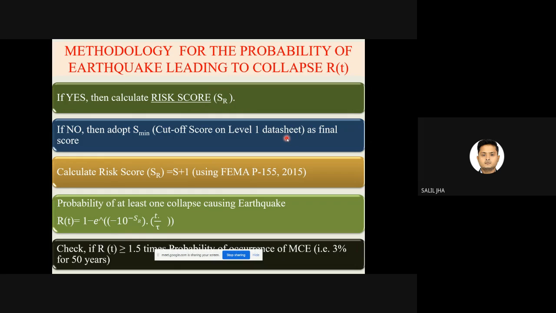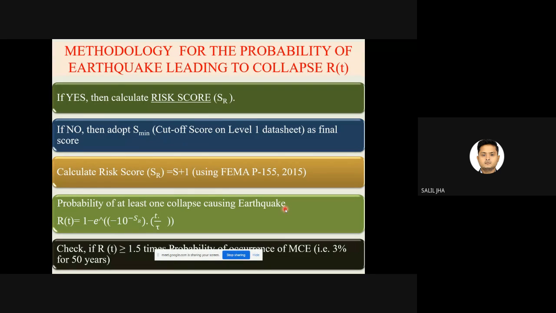To calculate the risk, this formula has been adopted by FEMA P155 2015, in which a numerical value of 1 is added to the final RVS score. After calculating the risk score, we move on to calculation of the probability of at least one collapse-causing earthquake during T years.